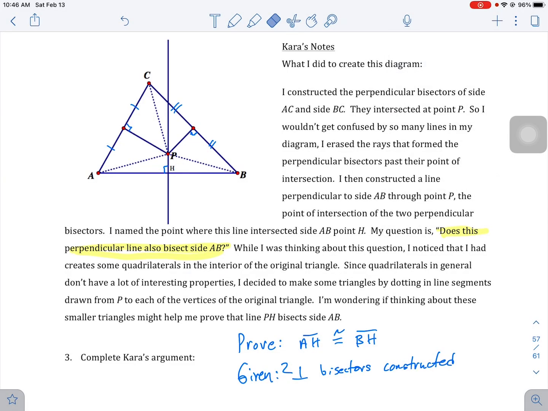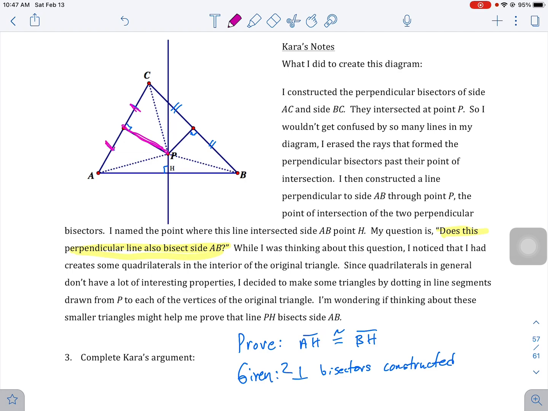All right, welcome. This is our task 5.9. This is Kara's argument with the perpendicular bisectors. And the question is, would this segment right here be a perpendicular bisector if it goes through the same point? So the idea is that there's a perpendicular bisector here.